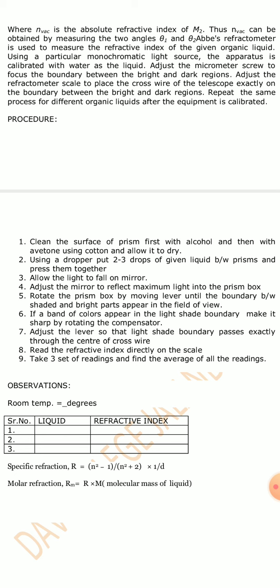Read the observation readings. The formula of the specific refraction and the molar refraction is given. R is equal to (n squared minus 1) in brackets upon (n squared plus 2) into 1 upon d, where d means the density of the liquid, and molar refraction, denoted by Rm, is equal to R into M, where M means the molecular mass of the liquid or compound.